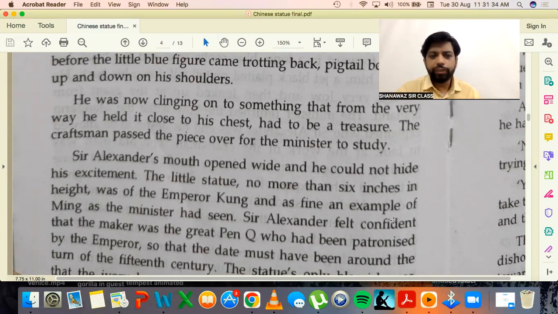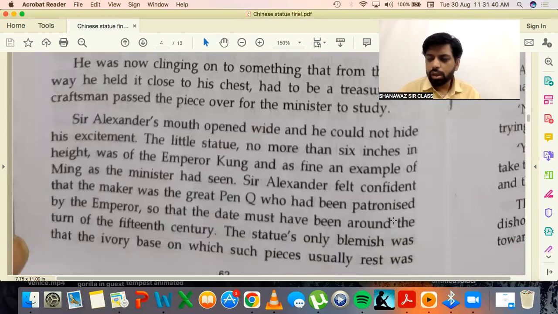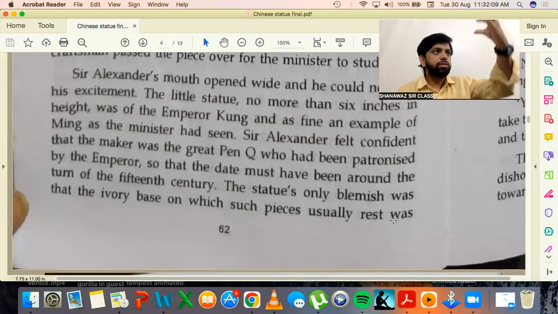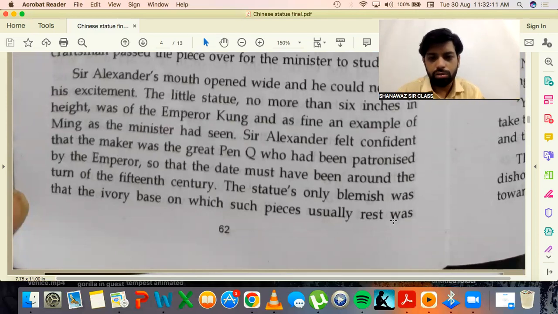Sir Alexander felt confident that the maker was a great painter. Alexander Heathcote saw that this was by a great Chinese painter, whose name was Pen Chu. The date must have been 15th century. So one, this is a very historical piece, a sculpture. Second, it had been made by a great, great painter. So it has historical value, and it has value because it comes from a very special painter. And there was no blemish. Only the missing part was a base, since a statue has to be kept on a base. So the base was not there.